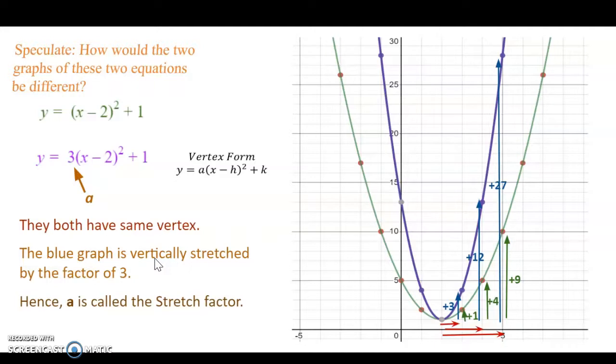Okay, so now you know how to graph when a is not 1 as well. When a is 1, the value increases by 1, 1, 1, 4, 1, 9, and so forth. But when a is not 1, the vertical change is going to be multiplied by whatever the a value is.